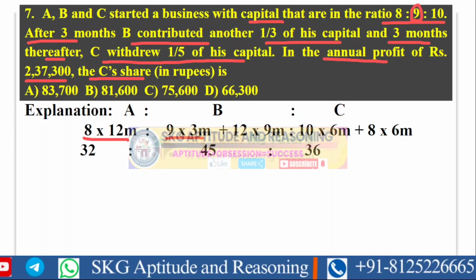So what is one third of 9? One third of 9 is 3. So B invested 12 now. For how many months? For the remaining 9 months.